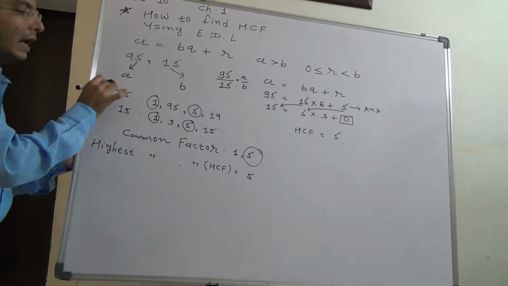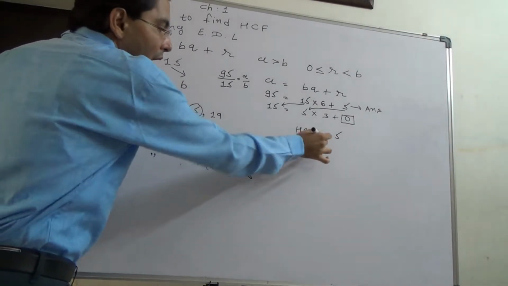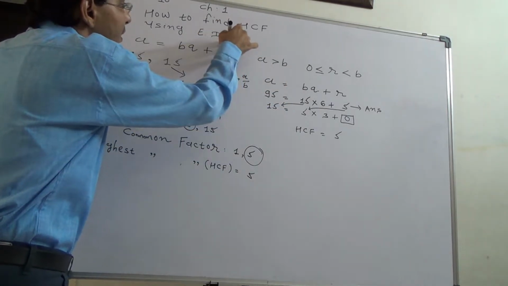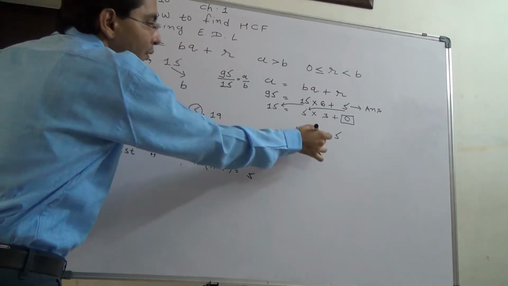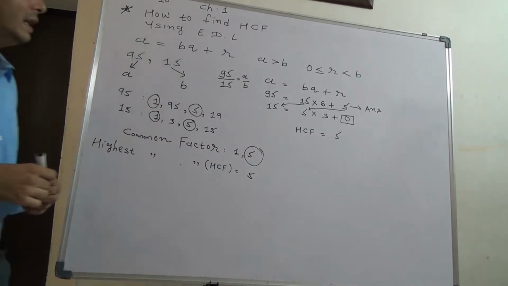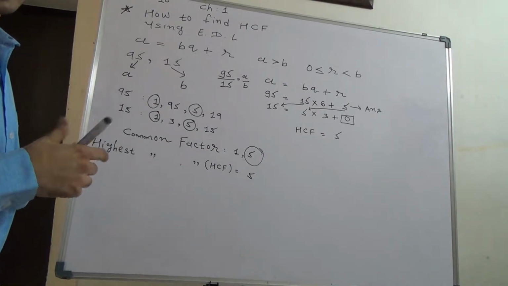We don't use the other one here. We know the answer is the same, but as per our defined method, we use this. So HCF is 5. Done. So let's start with another example.